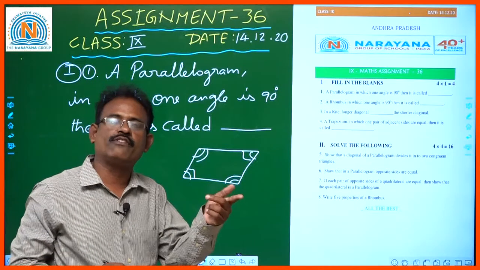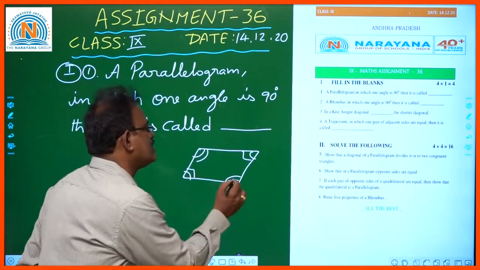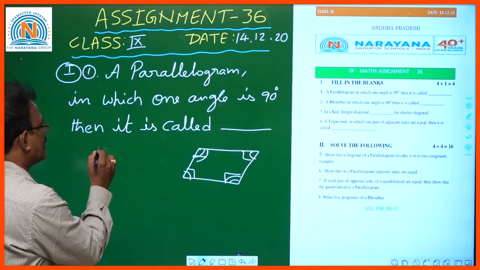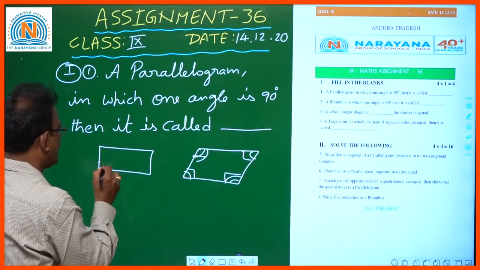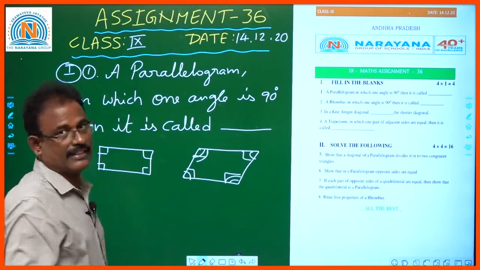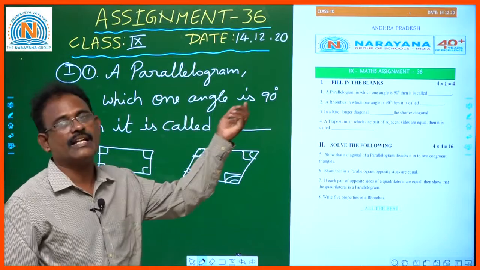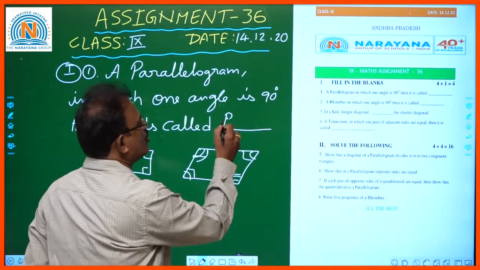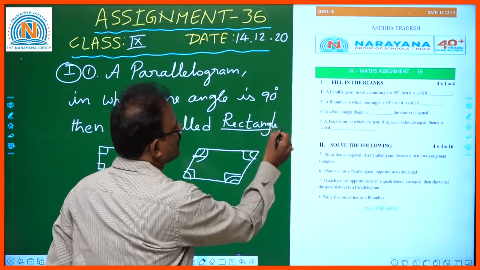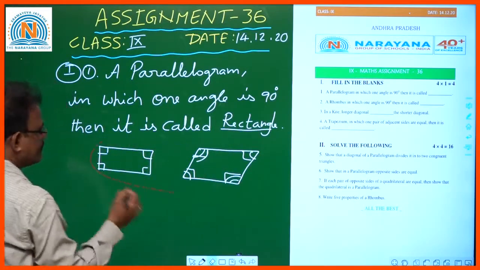Another property of a parallelogram: adjacent angles are supplementary. So if it is 90, it is also 90. So a parallelogram in which all angles are 90 is nothing but a rectangle. So a parallelogram in which one angle is 90 degrees is called a rectangle. Okay children.